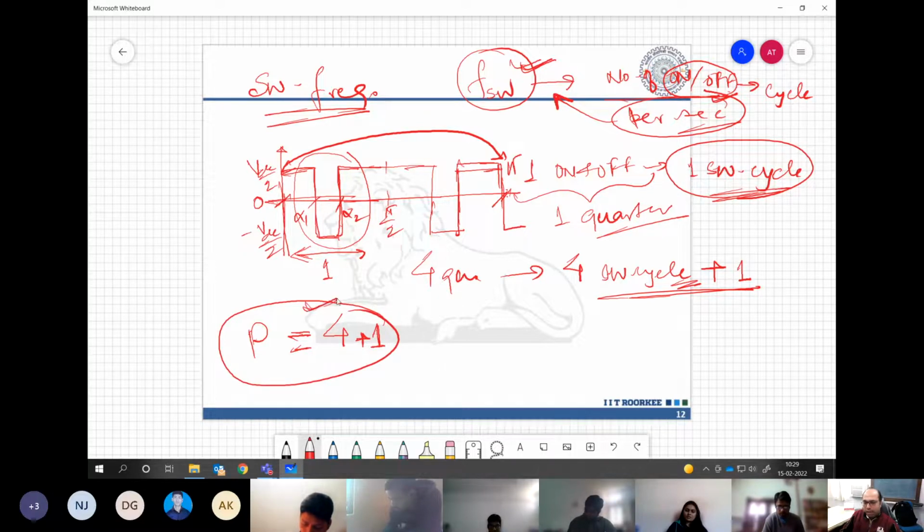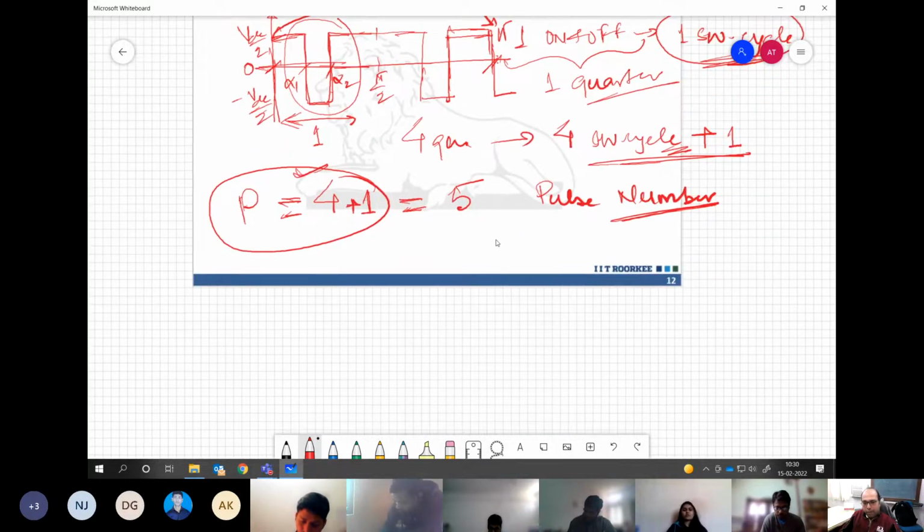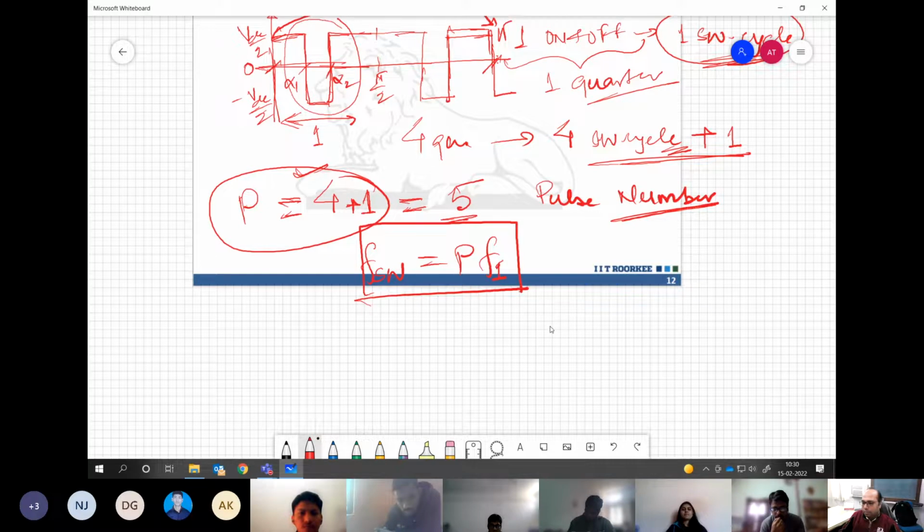You are understanding the definition here? So this is basically 5 in case of 2 switching angles per quarter. This number you can call the pulse number. So now, when we say that there are 5 switching cycles in one fundamental cycle, can I not say that my switching frequency is p times the fundamental frequency? Understanding my point?